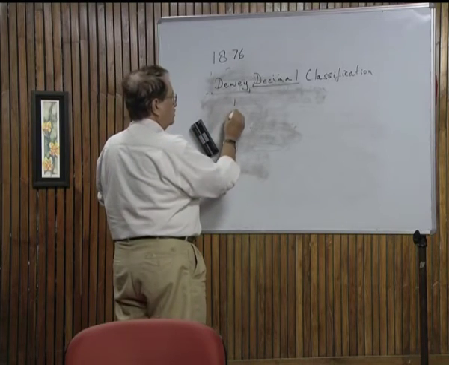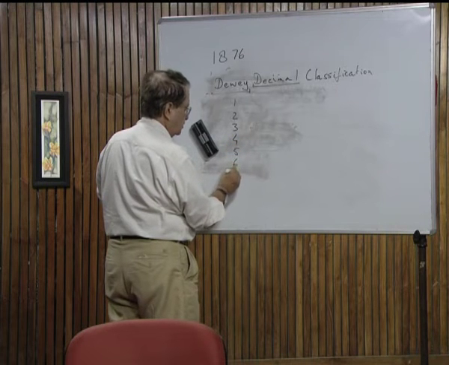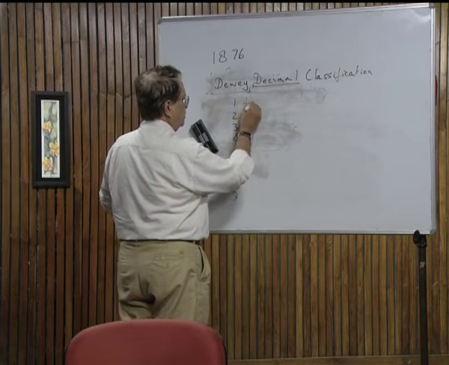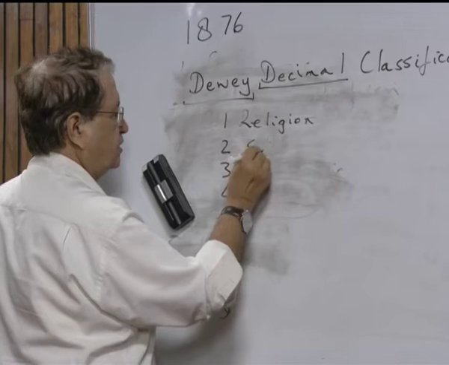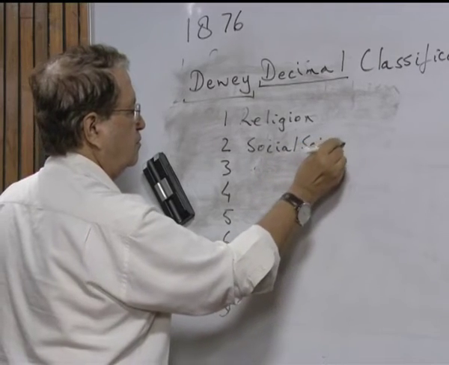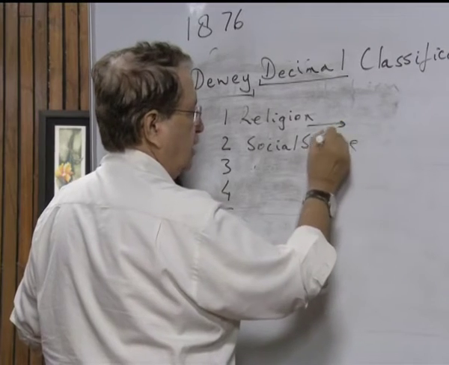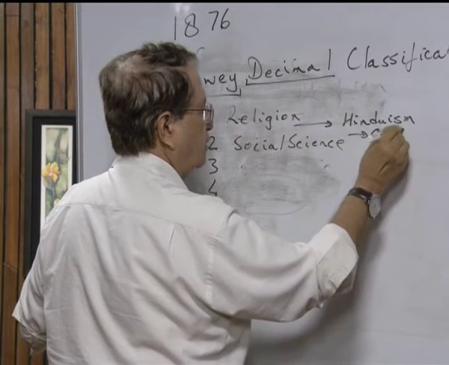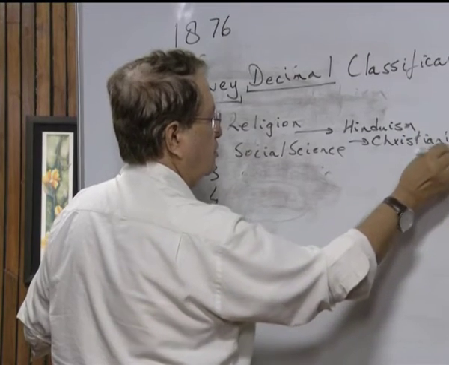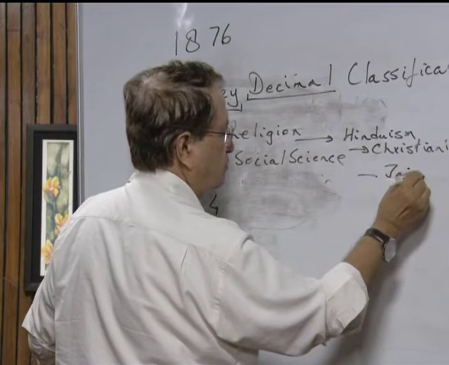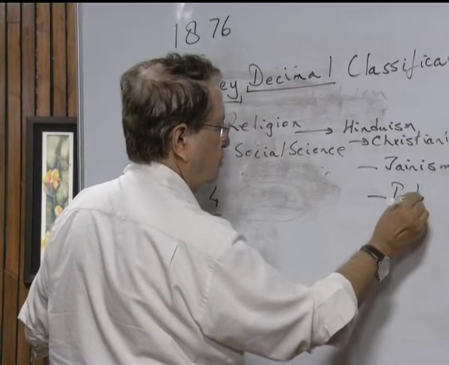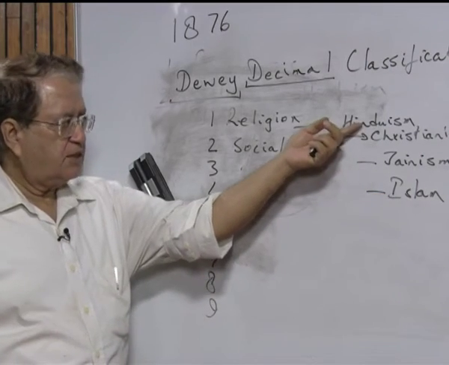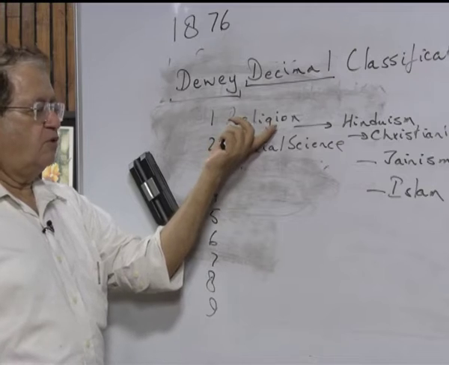What he had thought was that 1, 2, 3, 4, 5, 6, 7, 8 and 9, if they are whole numbers, then if for example, let us say this is religion and this is social sciences, and as I gave you an example just now, later on we started getting books on Hinduism, Christianity, Jainism, Islam and so on, then ideally or theoretically these books on Islam, Jainism, Christianity and Hinduism should all be kept together and should all be kept along with religion.